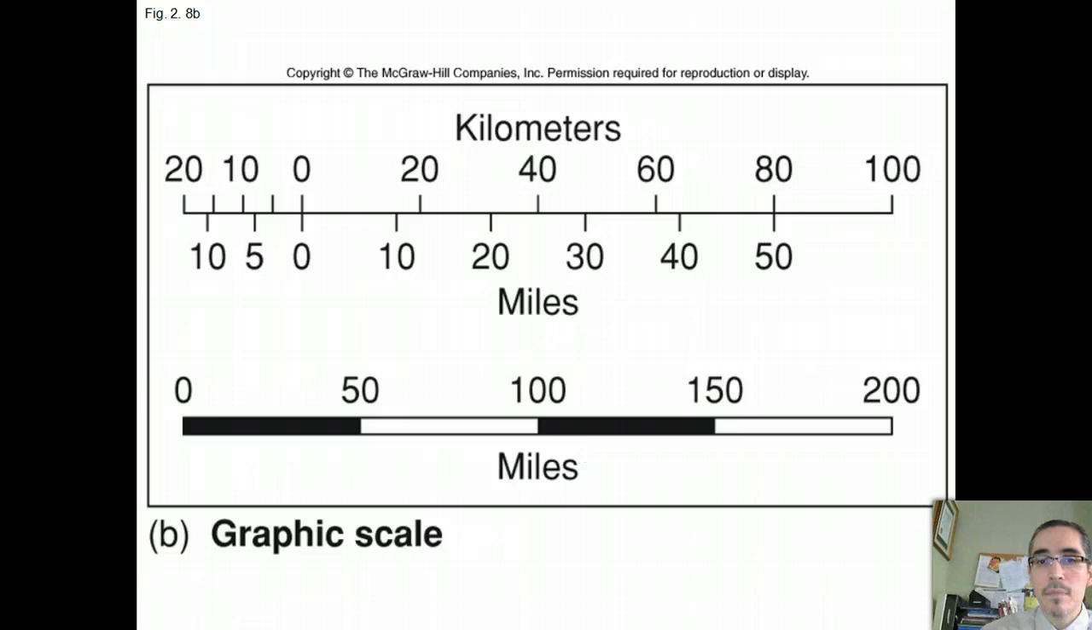The scale bar is probably the most useful type of representation of scale on a printed map, because if you shrink or enlarge the map, say you photocopy it, this will stay true to scale, whereas the representative fraction and the verbal scale may not. And that's something to keep in mind when you produce a map. So you generally want to go with the graphic scale rather than the representative fraction.